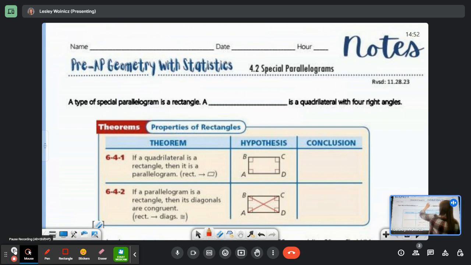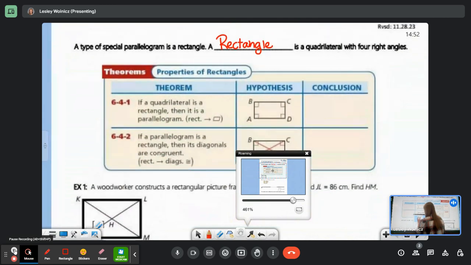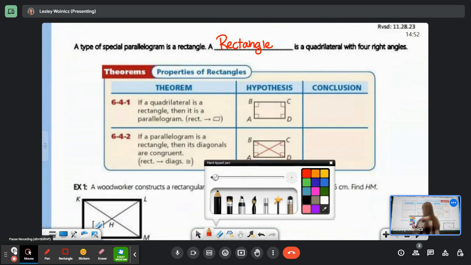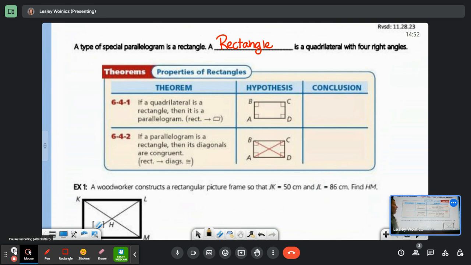The first one is a rectangle. Okay, I made some mistakes on these notes this morning, so hopefully I don't do that again. I've had a practice run. All right, if we have a quadrilateral that is a rectangle, we know it is a parallelogram. I'm just drawing a little parallelogram.